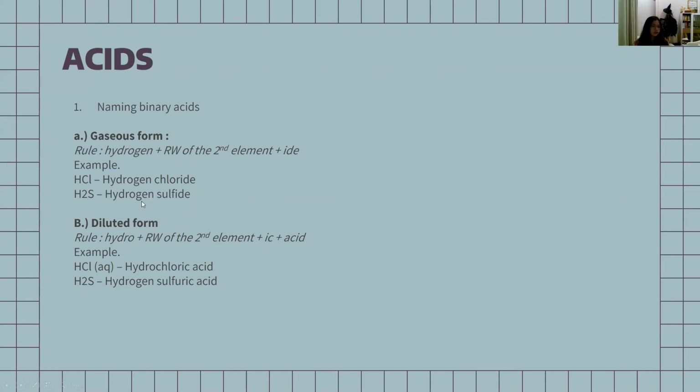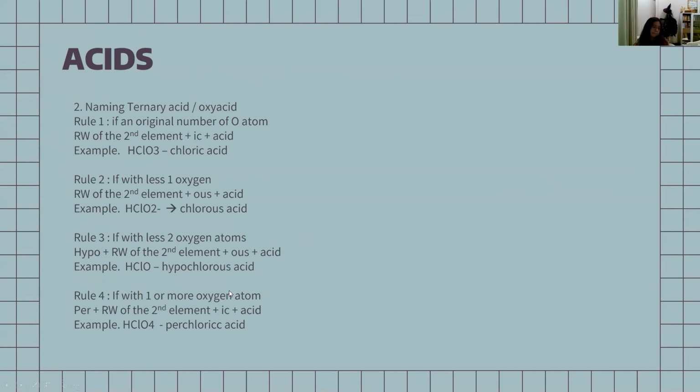If it's in the diluted form, the rule is hydro plus root word of the second element plus IC plus acid. For example, HCl in aqueous form or diluted form, hydro plus the root word of the second element, which is Cl or chlor, plus IC, so chloric, plus acid, so hydrochloric acid. And then H2S, hydrosulfuric acid.